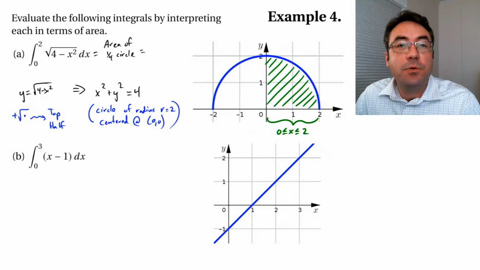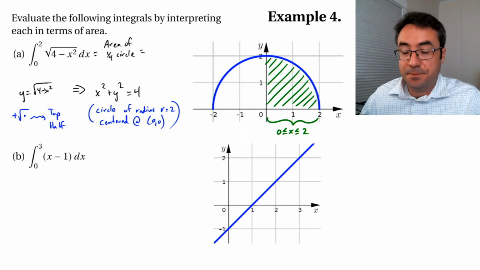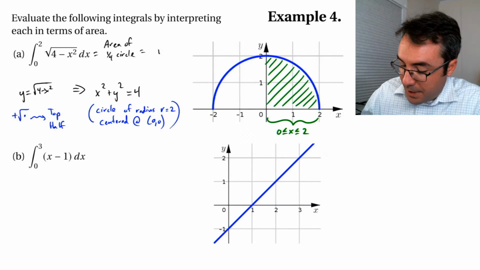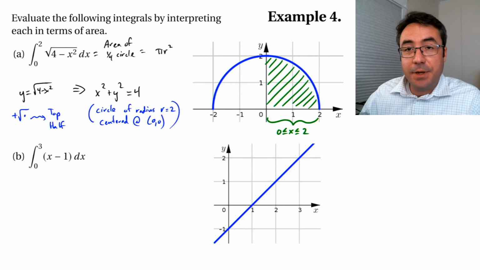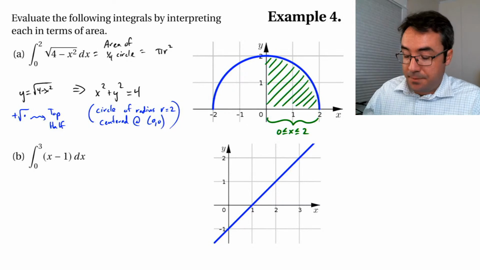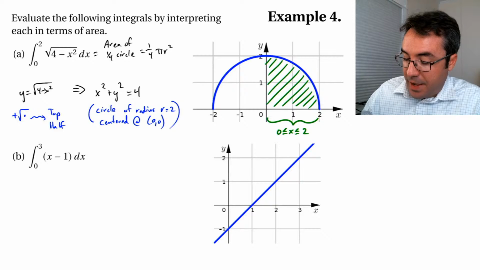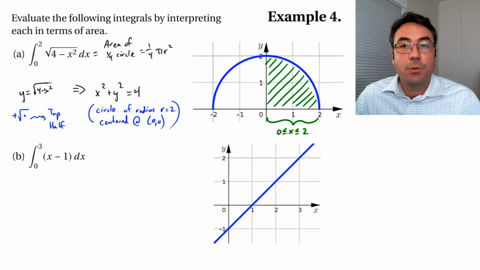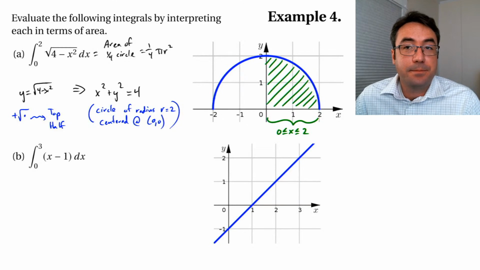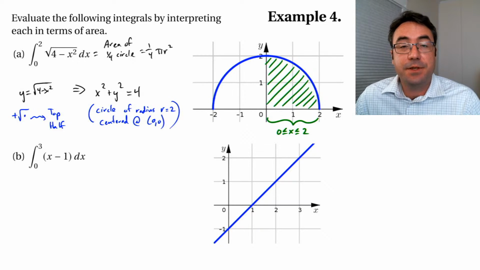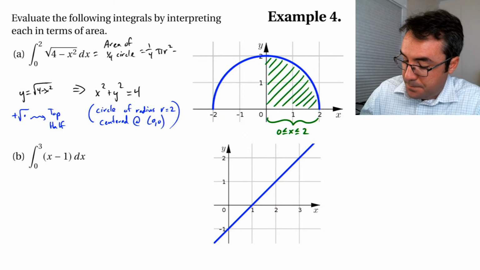And we have a nice formula for area of a circle. So it's pi r squared. And because we're only looking at 1/4 of it, half of a half, we multiply by 1/4. And so the radius of this circle is 2. So we end up with 1/4 pi times 2 squared, which ends up simplifying to just pi.